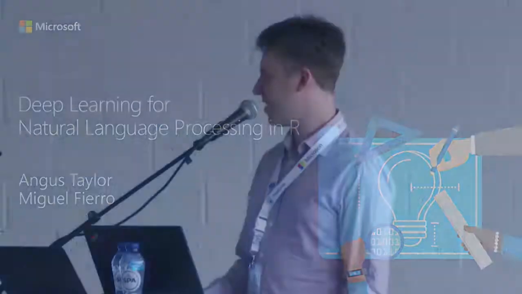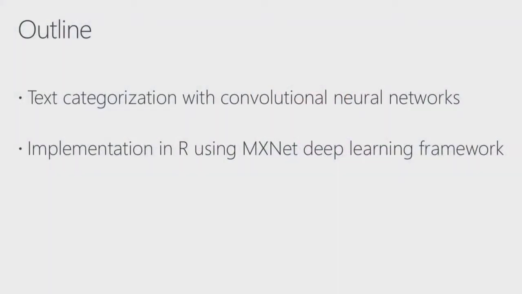Good afternoon, everyone. My name's Angus Taylor, and I'm a data scientist at Microsoft. This afternoon, I'm going to be talking about how to apply deep learning techniques to natural language processing with R. I'm also presenting on behalf of my colleague, Miguel Fierro, who helped a lot with this presentation but couldn't be here today. In this presentation, I'll talk mainly about text categorization and how to tackle this problem using convolutional neural networks. Then I'll show you how to implement this in R using the MXNet deep learning framework. To start with, I'll just jump straight into a demo.